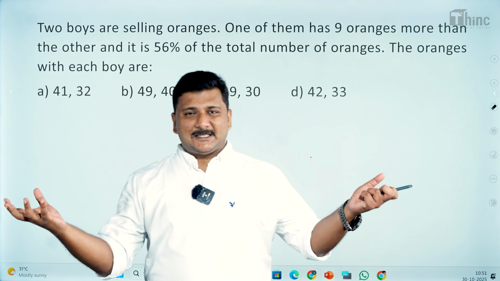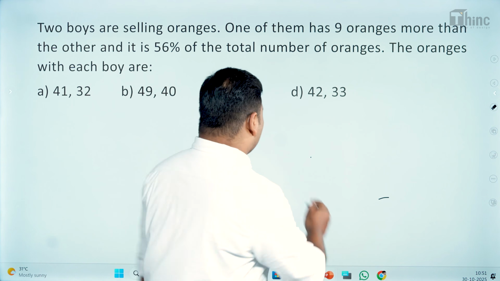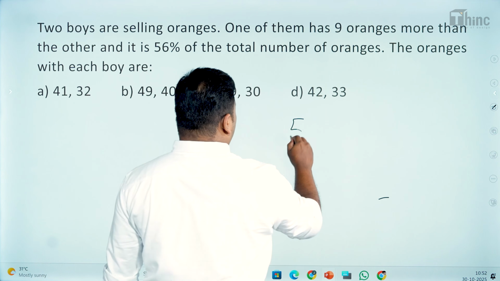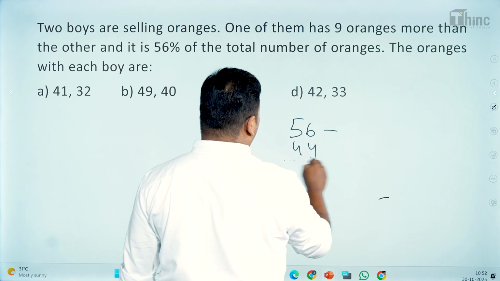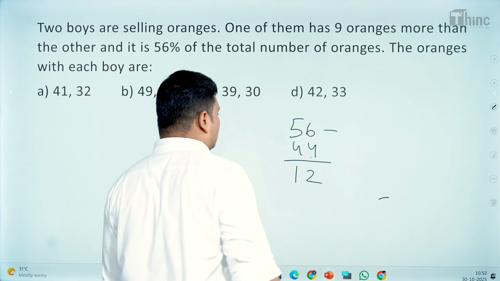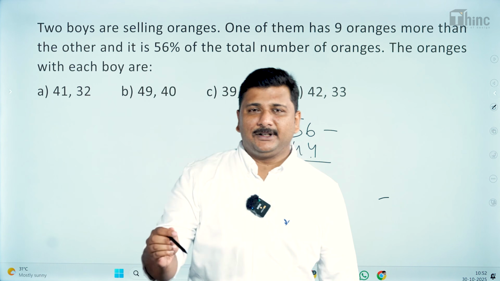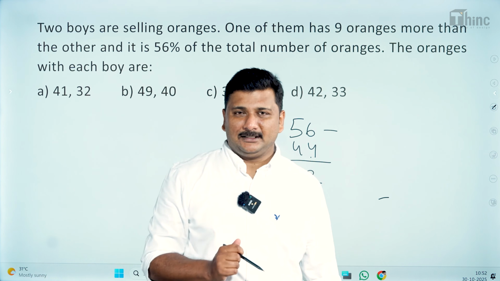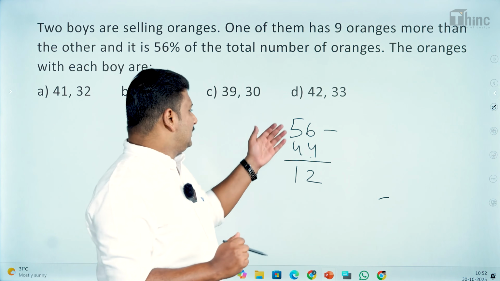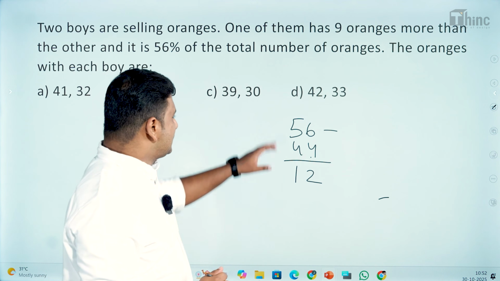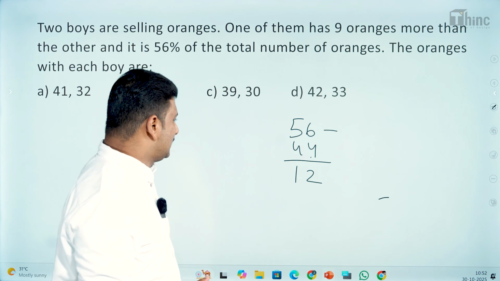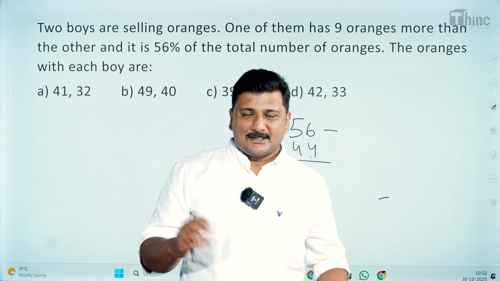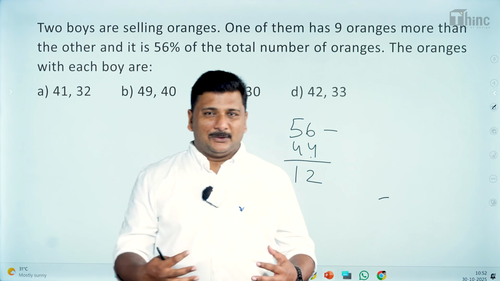Now, what is the difference between 56 and 44? So what is 56 minus 44? If you do 56 minus 44, it's nothing but 12. That means the difference between the oranges with them is nothing but 12% of the total. Am I right? Yes. So the difference between the oranges with them is 56% minus 44%, which is nothing but 12% of the total.